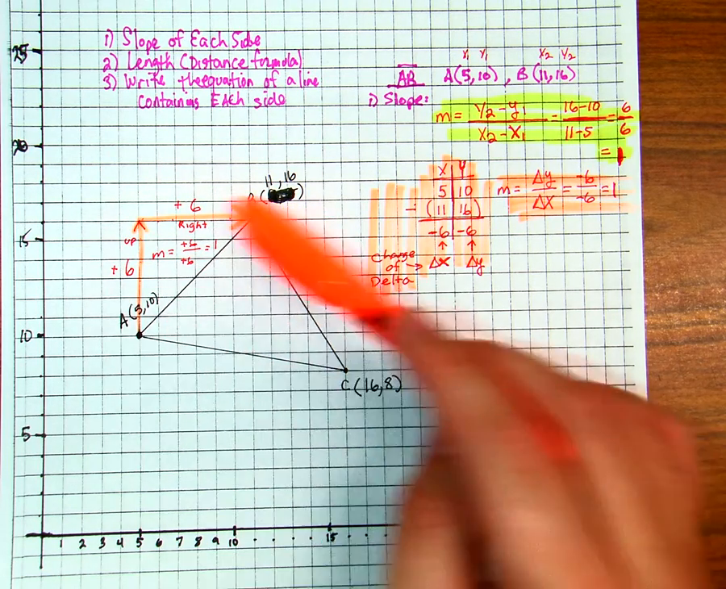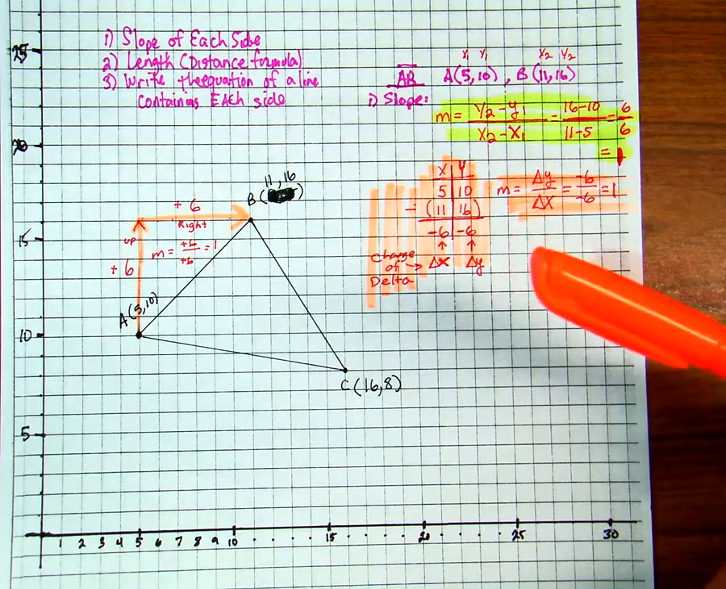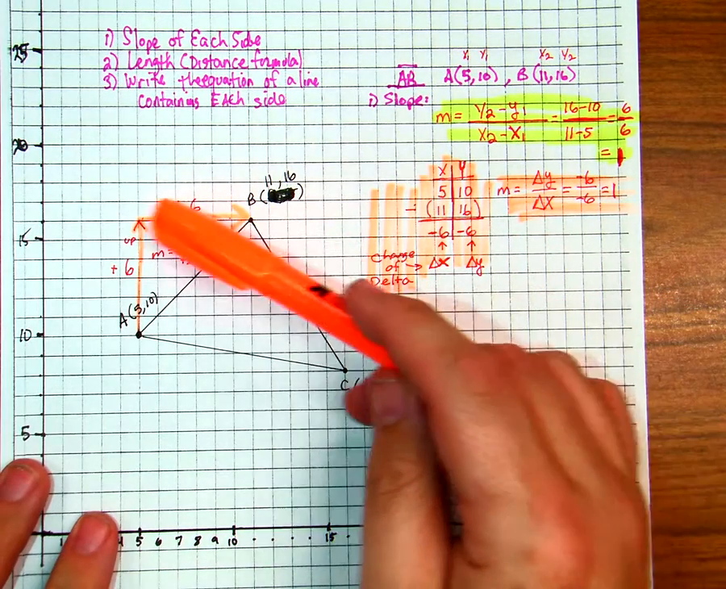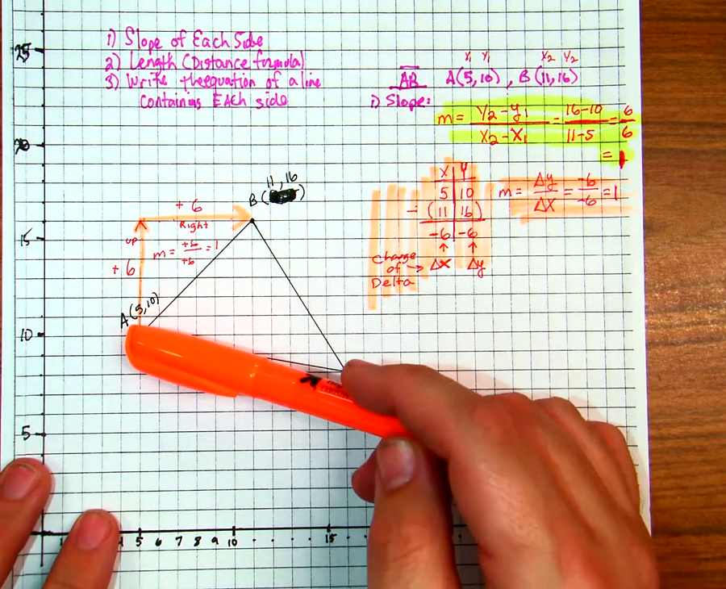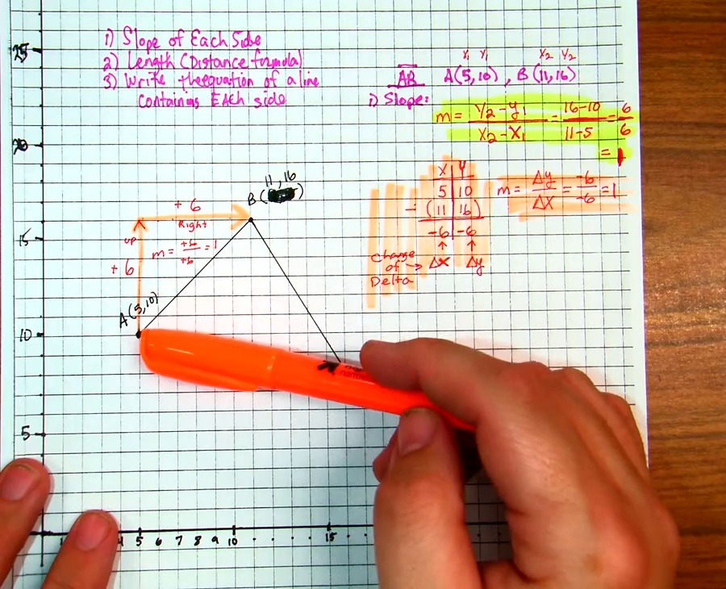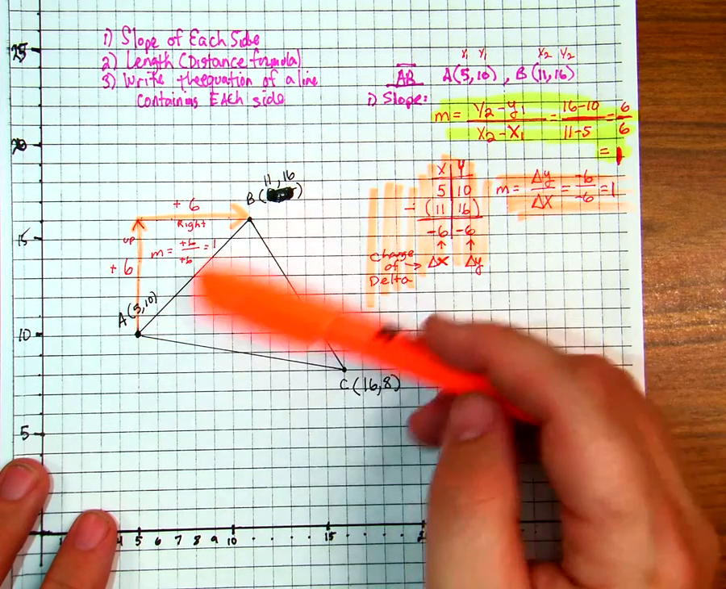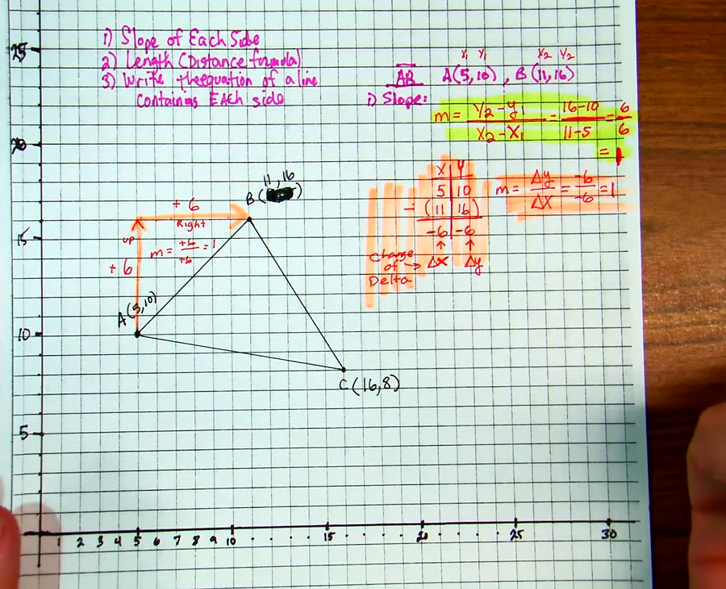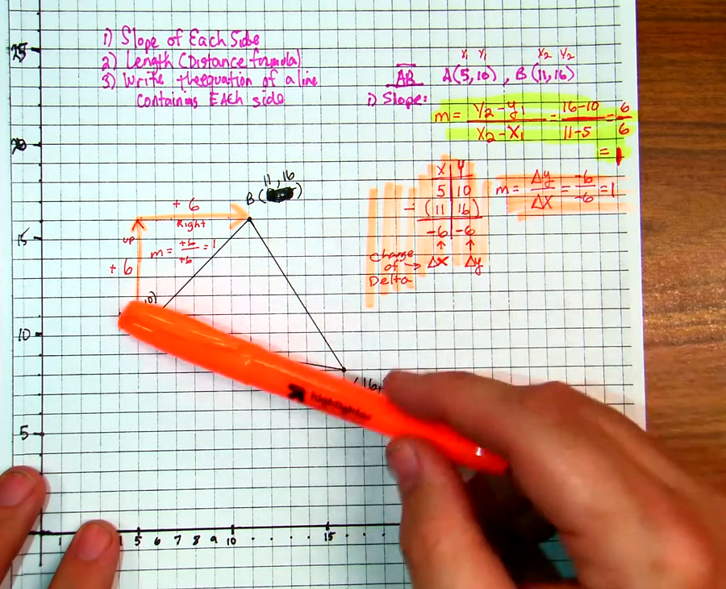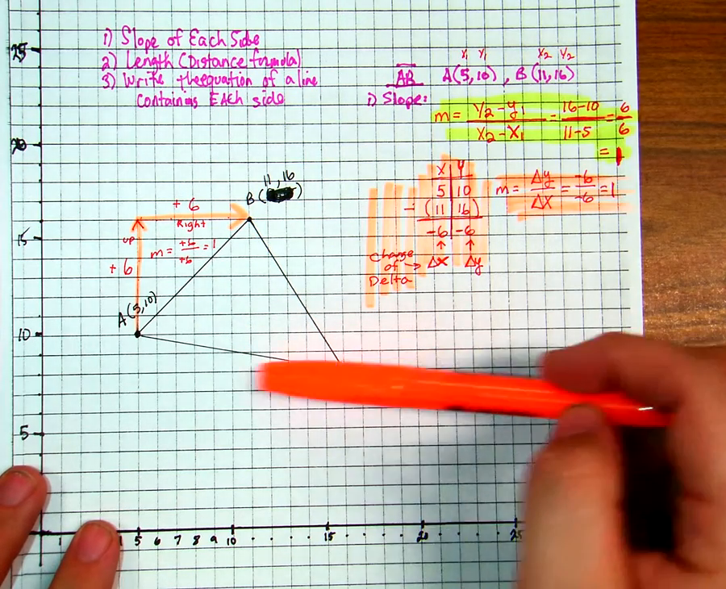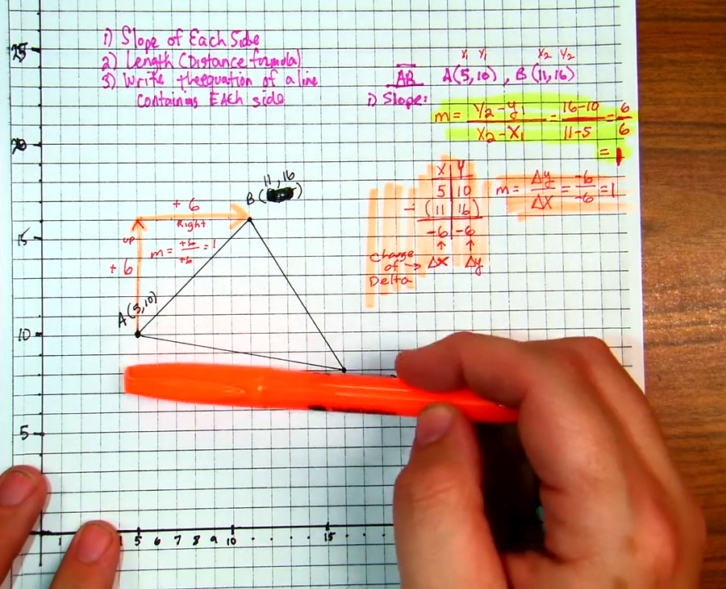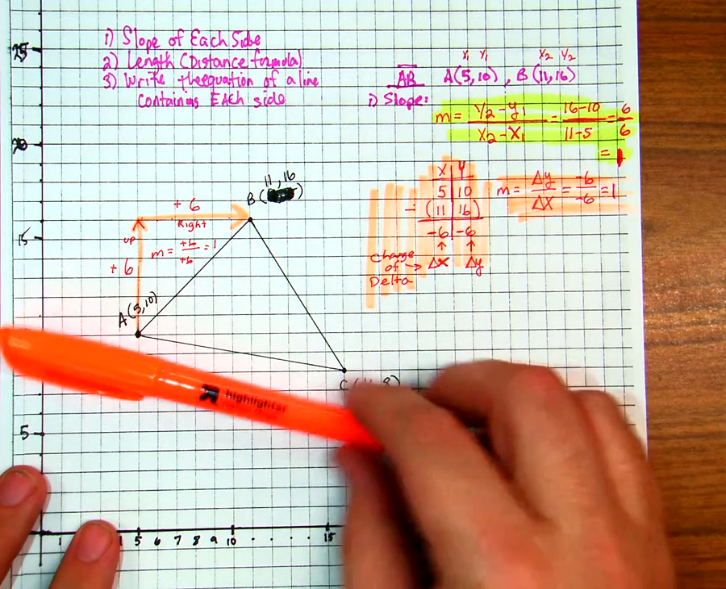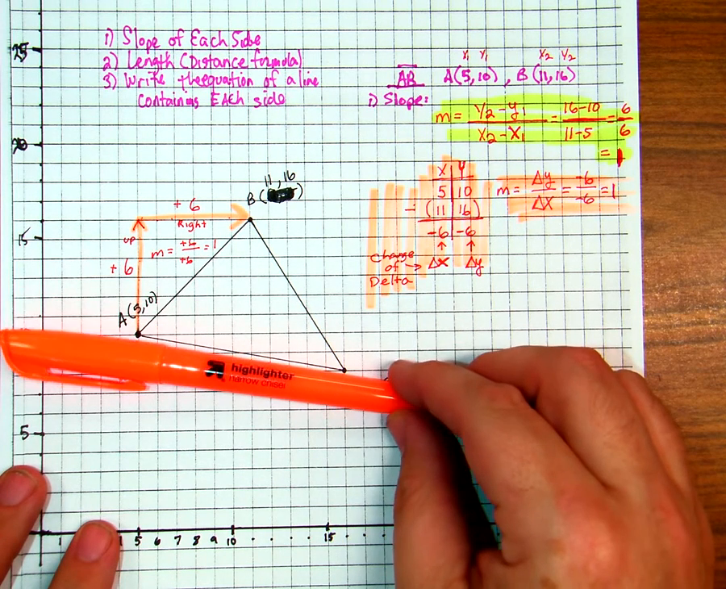If we went from B to A, it would have been 6 in the negative direction and then 6 down, which would have been negative 6 over negative 6. Still would have got a 1 as your answer. So it doesn't matter which direction you go. Like if I went from C to A or from A to C, I'd still get, now this line right here, would it be positive or negative? It'd be negative.